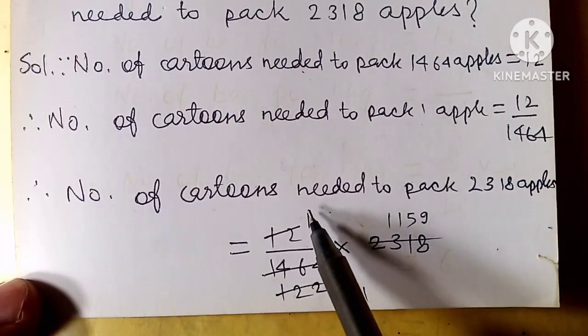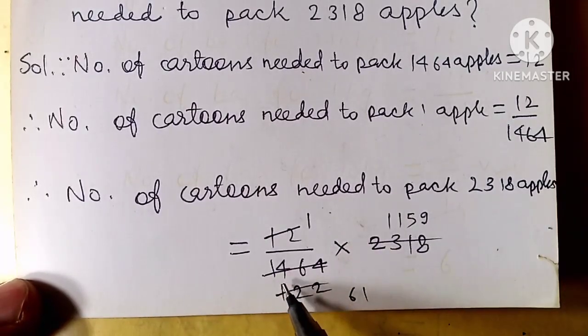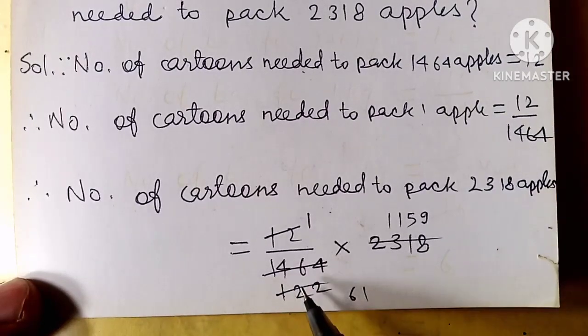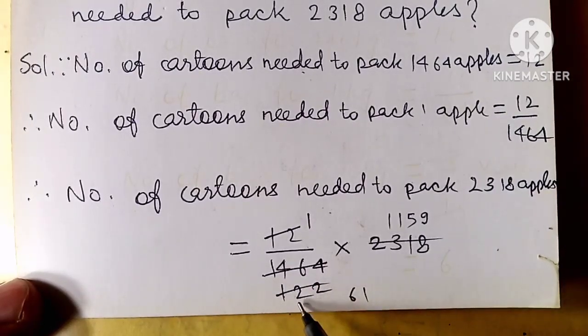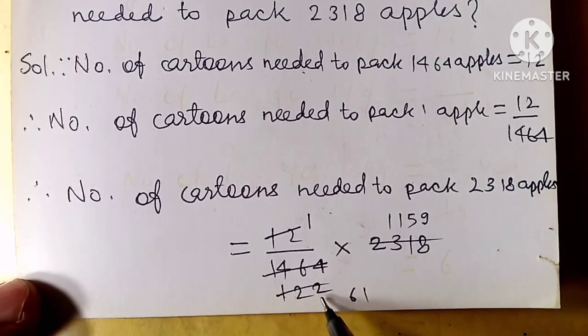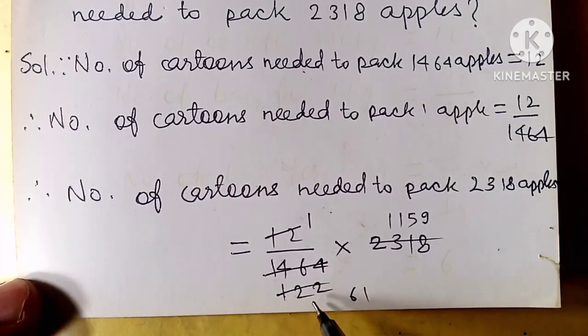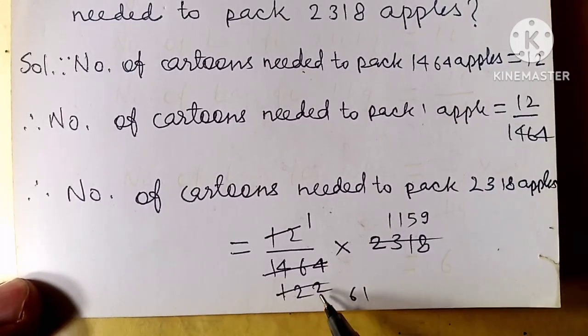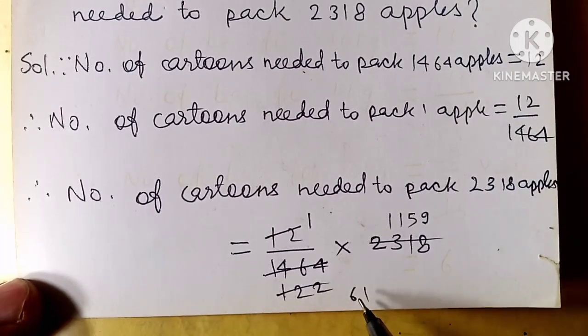So 12 ones are 12. 14 minus 12 is 2. Then 2 6, 12 twos are 24. 26 minus 24 is 2. So again 24. So 12 twos are 24. Now divide this 122 by 2. Then 2 6s are 12. Then 2. So 2 1s are 2.